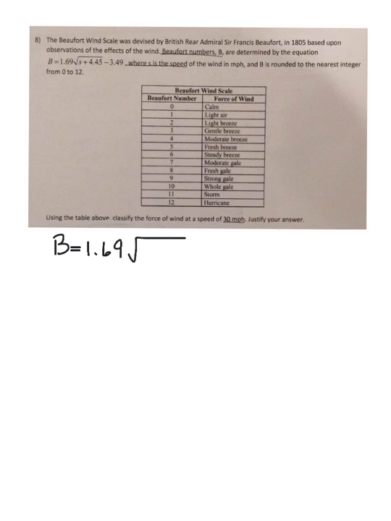So we're just going to do B equals 1.69 times the square root, and we're going to put in 30 here, plus 4.45, and then we're going to subtract 3.49. And you can put this all in your calculator and just work that out. So when I do that, I end up with 6.4293.